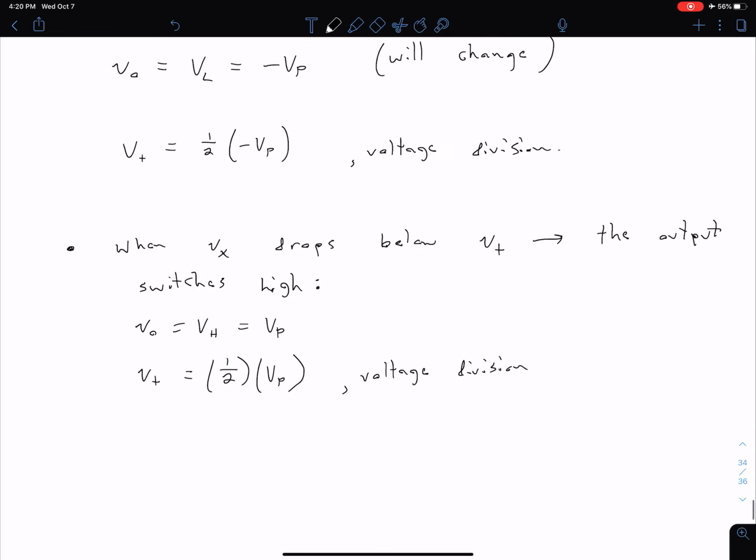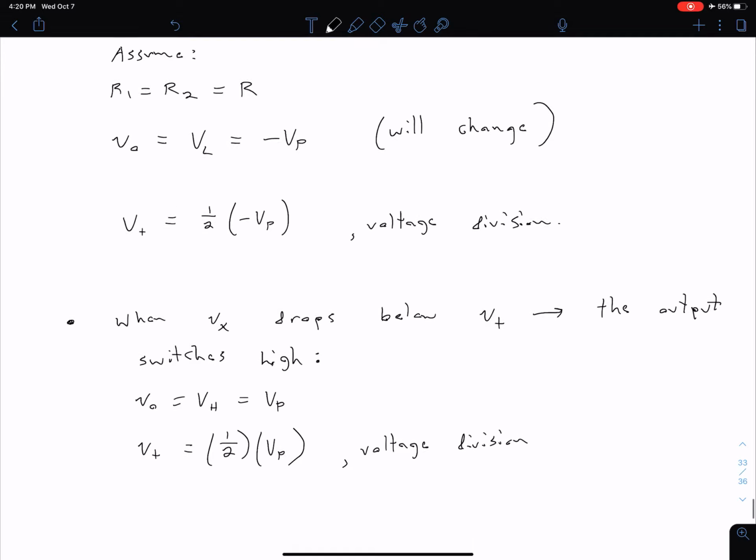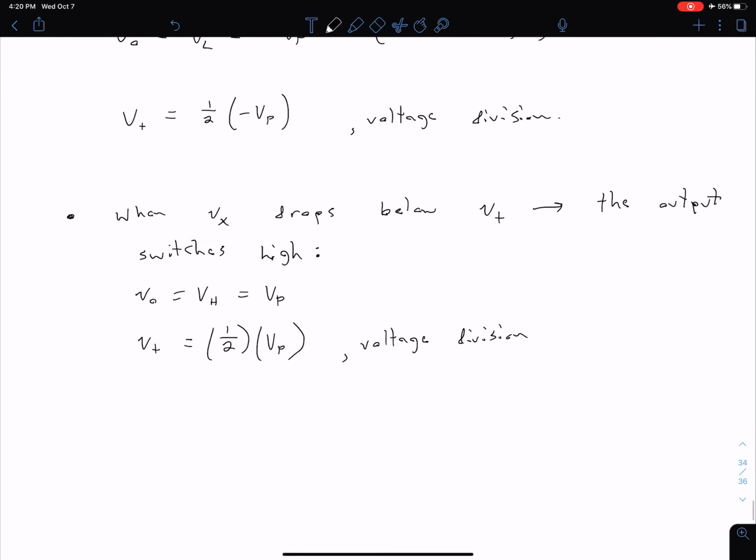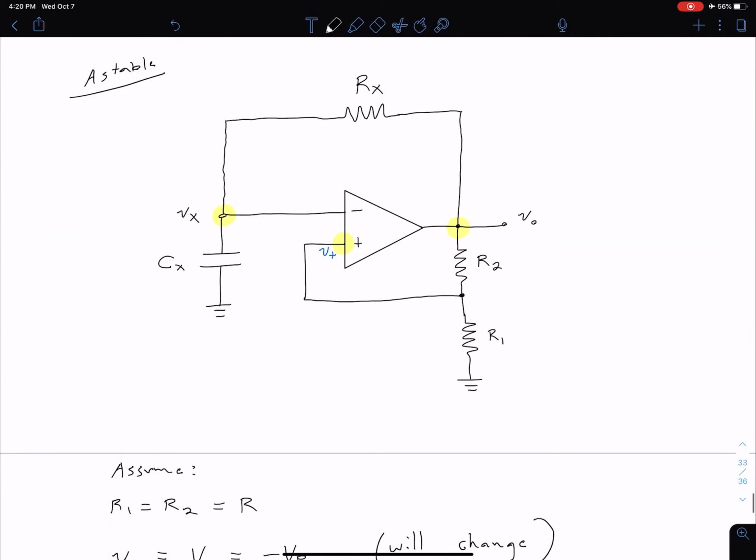And so what's happening now is our capacitor, CX, is going to be charging up towards VP. So our CX begins charging up towards VP. So let's take a look at the circuit and see why that is.